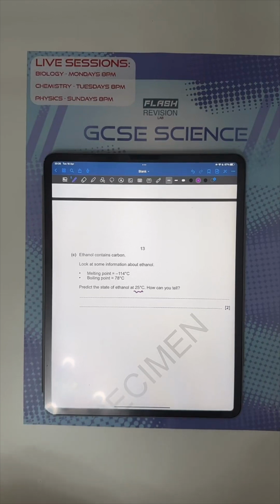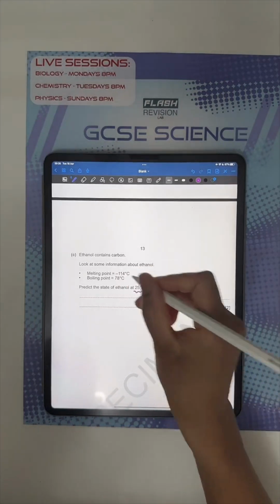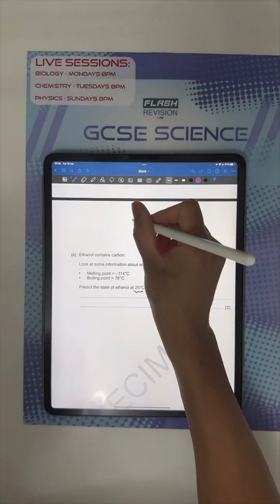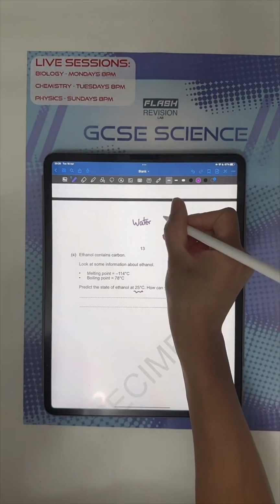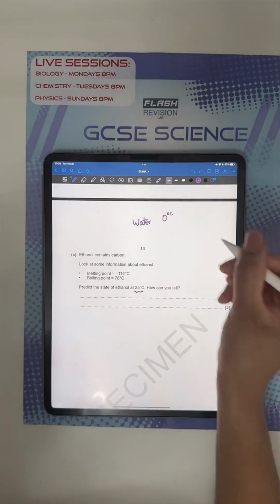So some answers saying liquid, some answers saying solid. So we've got solid, solid, solid, liquid, liquid. Okay, so the way to work this out. Melting point, let's think about water, for example. Okay, so water has a melting point of 0 degrees.